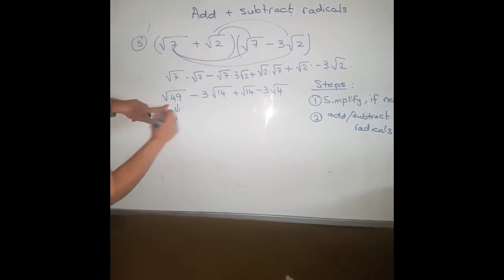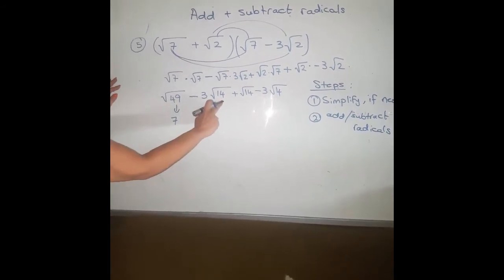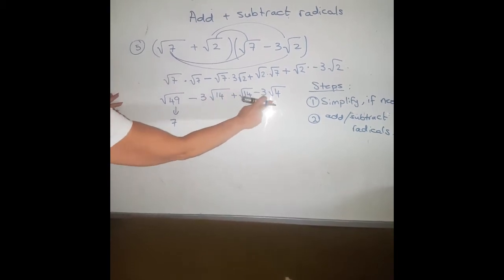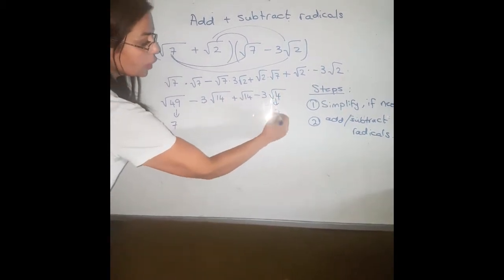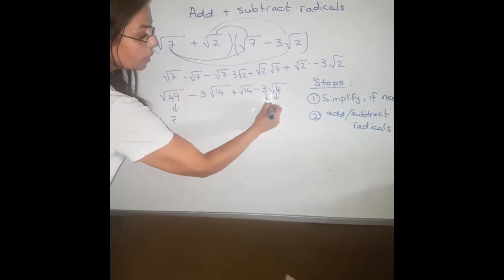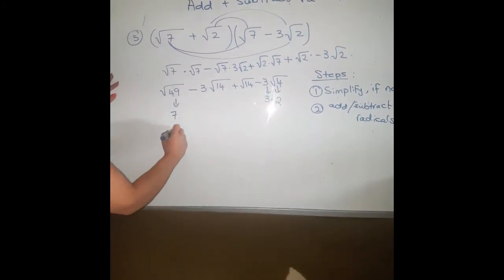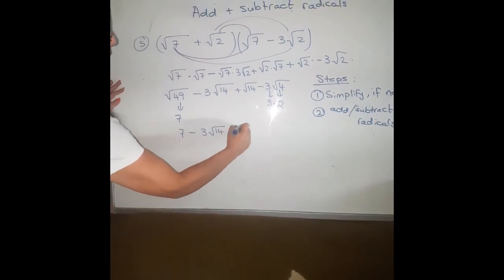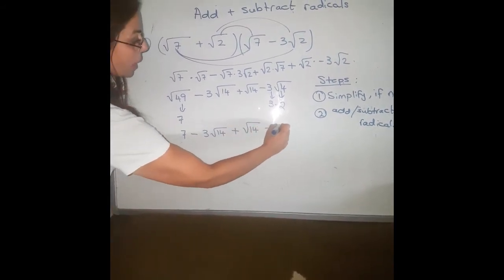Radical 49 is a 7. Can I simplify radical 14? Nope, because it's 2 times 7. I can't. What do I do? Radical 4 is actually a 2. So it's 3 times 2. I rewrite it. 7 minus 3 radical 14 plus radical 14 minus 6.